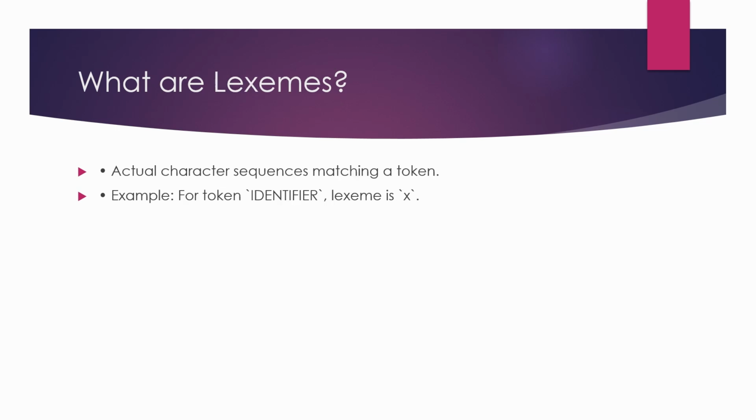Lexemes are the actual character sequences that match a token. For example, for the token identifier, the lexeme could be x. Each token has its corresponding lexeme, which is extracted from the source code.